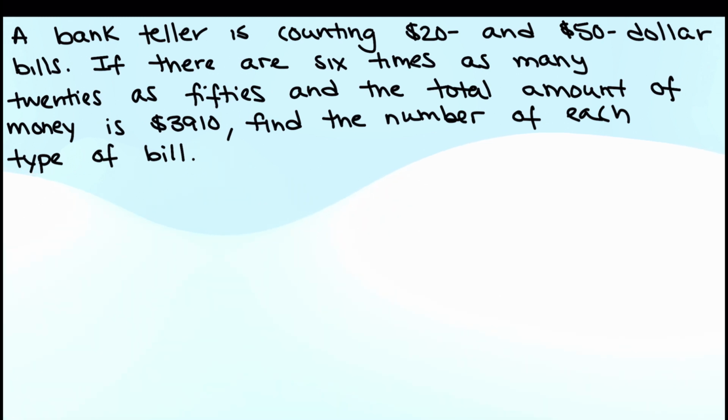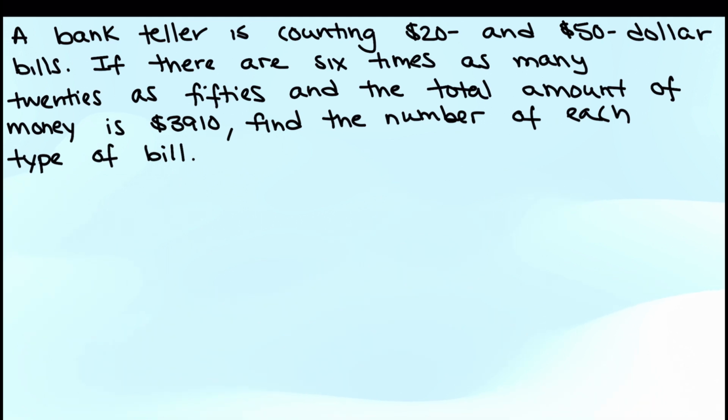Here's another type of problem. This one involves money. A bank teller is counting $20 and $50 bills. If there are 6 times as many 20s as 50s, and the total amount of money is $3,910, find the number of each type of bill.